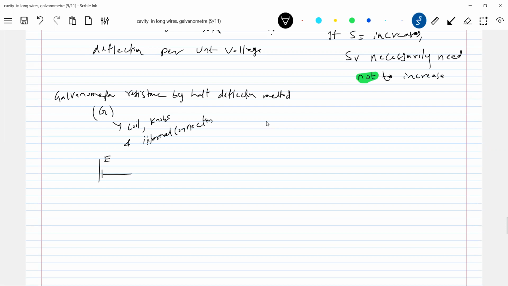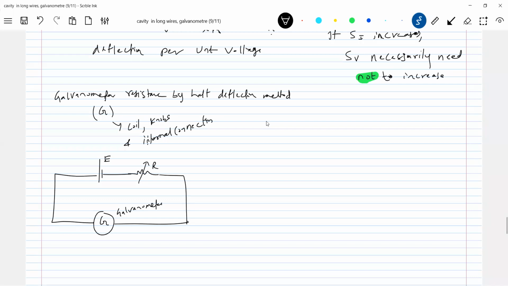So this is a cell, this is a variable resistance, and there's a galvanometer whose resistance I have to find out. Now I'll pass a current so that the deflection in the galvanometer is equal to Ig. I'll notice this deflection. So what is Ig equal to? You write Ig is equal to E by R plus G. Just go back to Ohm's law, nothing more. G is the total resistance of the galvanometer.